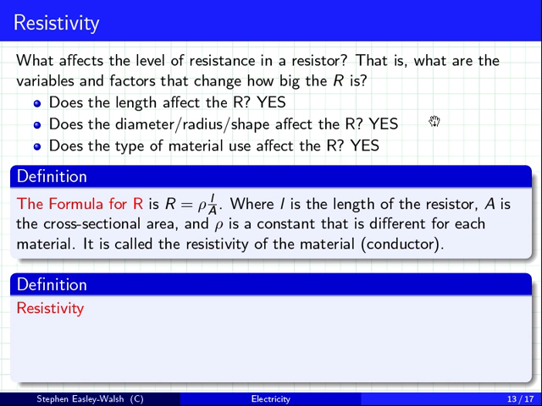This constant here has a name. We call it the resistivity constant. Yeah, it's different for each material.